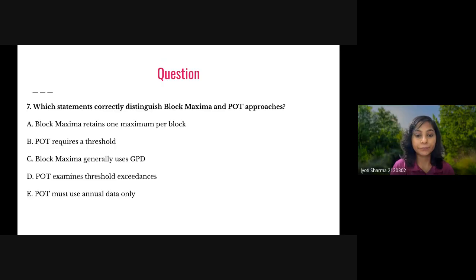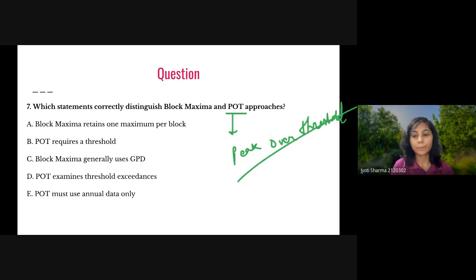Let me tell you. Peak over threshold. One more option is right; you selected two. Okay, yeah, so the right answer is ABD. Now let me tell you how.